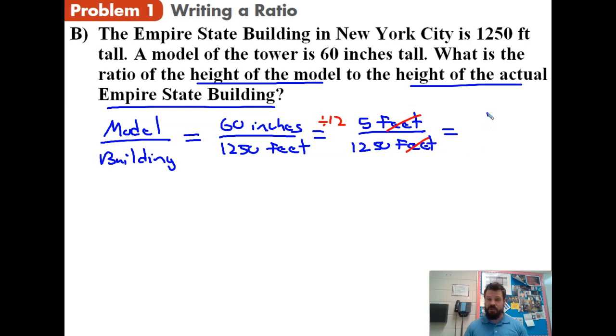So we can say my ratio is 1 over 250. Which means that the model is 1/250th the size of the building. Or in other words, the building is 250 times bigger than the model.